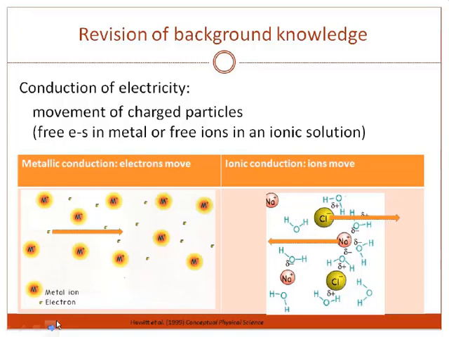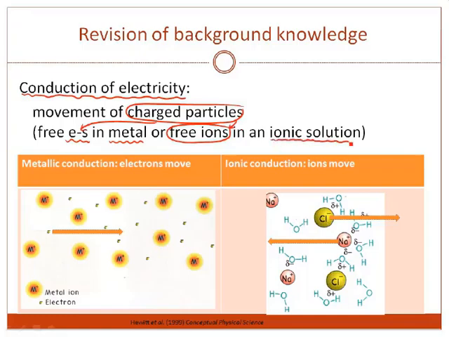The next thing we need to revise is what happens during conduction of electricity. And what is conduction of electricity? It's the movement of charged particles, and those charged particles might be free electrons if it's moving through a metal, or it could be free ions if we have an electrolytic solution, also called an ionic solution.